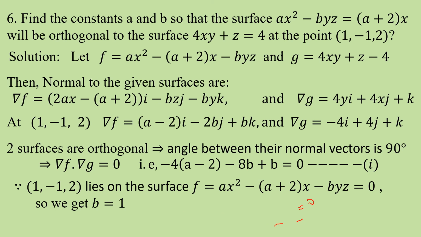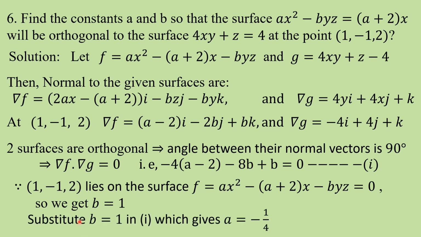Correct now? So sometimes they can ask this type of question. In case there is only one unknown, then this condition itself is enough to get the value of that unknown. Since there are two unknowns, we have used one more criterion, that is the surface has this point on it. So substituting that, we get the values of unknowns.